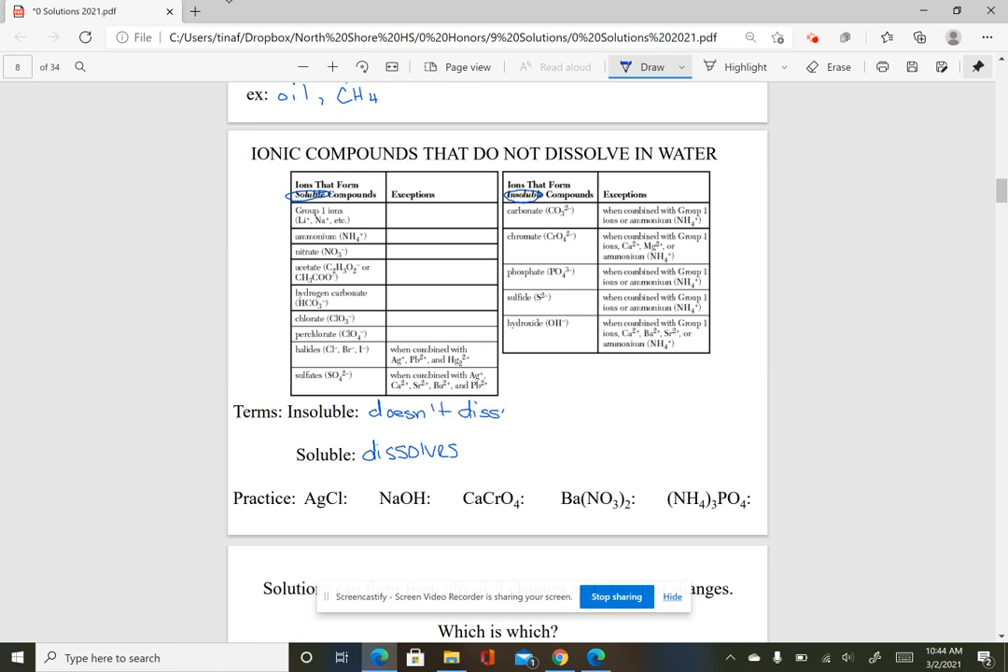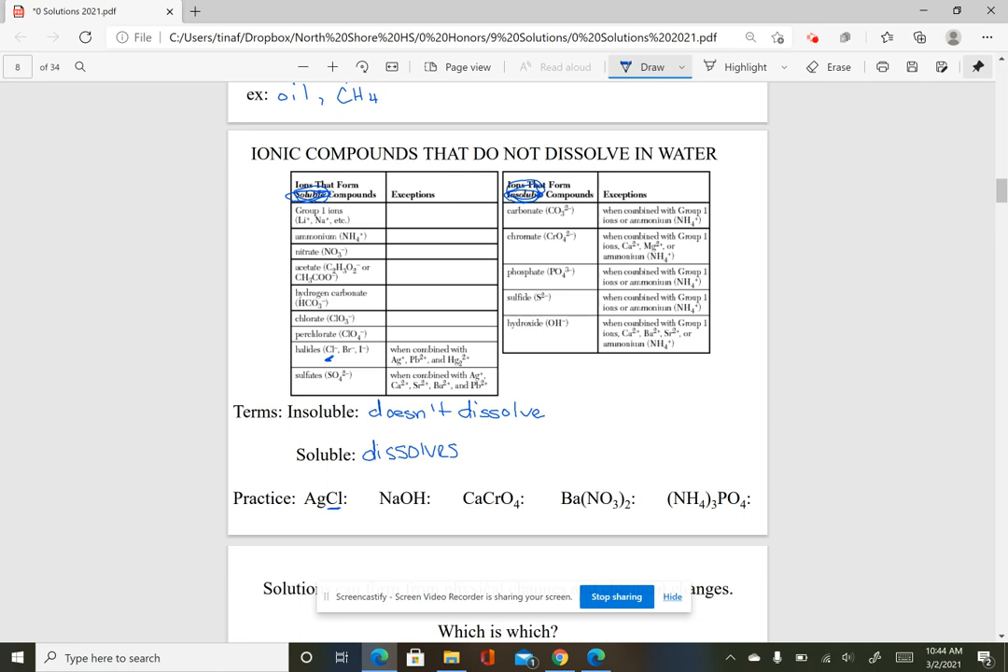All right. So when I give you an ionic compound, and I know these are ionic because they have a metal and a nonmetal in them, I always want you to look for the second thing in the compound, the nonmetal part of it, and find it in one of these two main columns first. So I'm going to say, all right, where can I find Cl? Cl is right here in the soluble column.